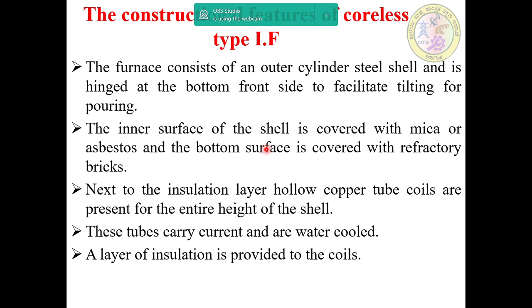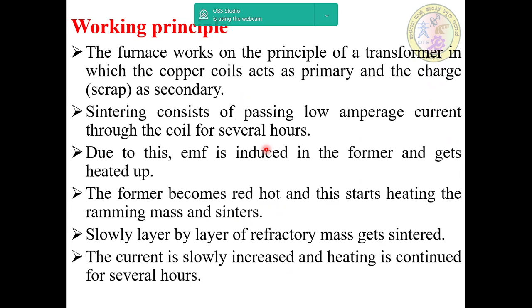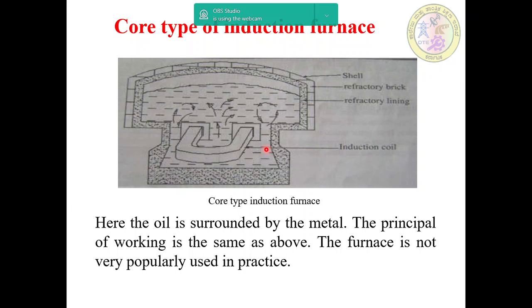The other type is the core type induction furnace. Here also the coil is surrounded by the metal. The principle of working is the same as the previous one. The furnace is not very popularly used in practice. That is the only difference between core type and coreless type induction furnaces.